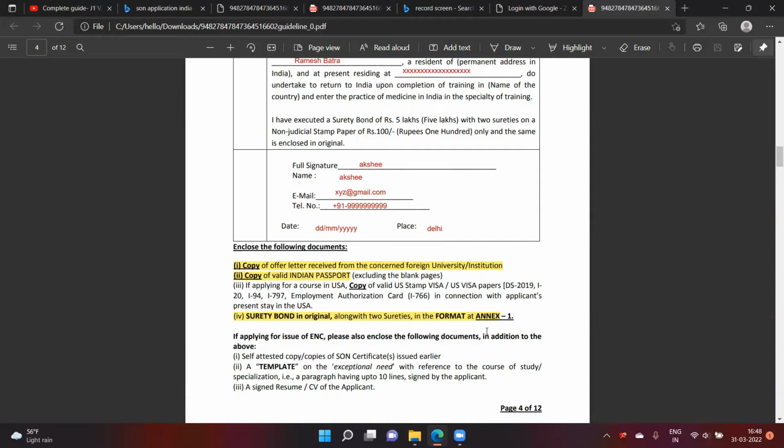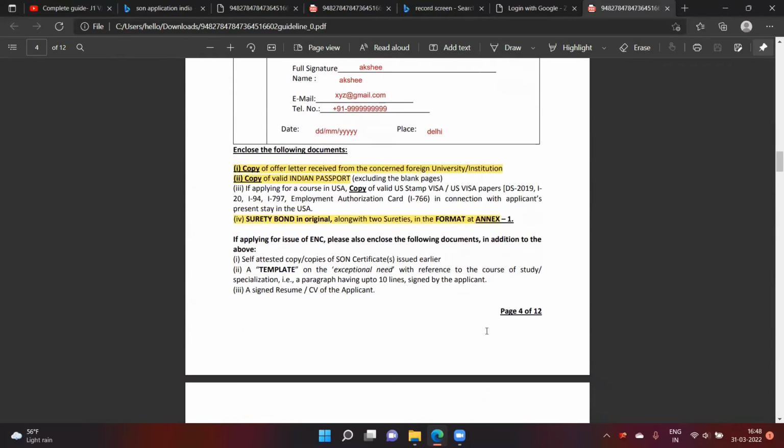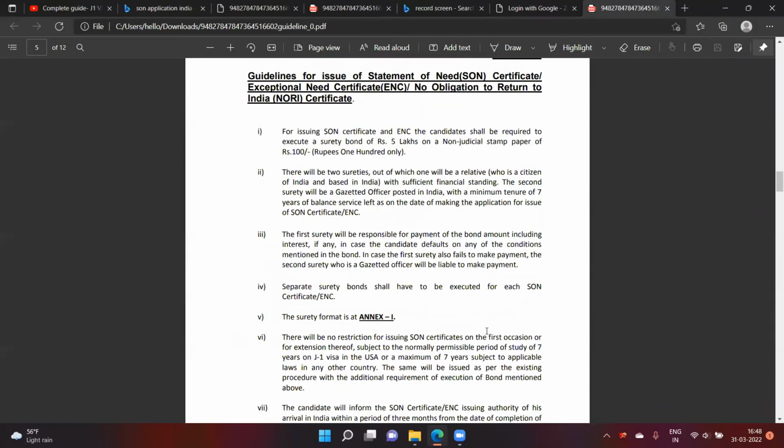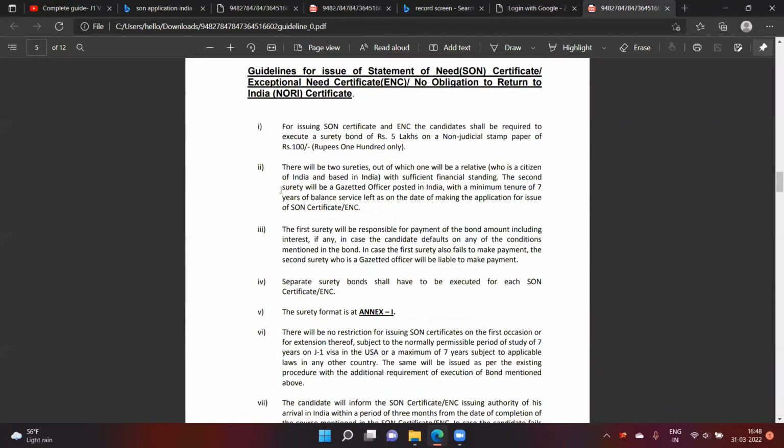Then the surety bond. And the surety bond is something that takes the maximum time because you have to find two people, one related by blood and one who works in a government sector and is a gazetted officer. So here we go. For stamping, I would say there are multiple shops that do stamping. You can just go and pay them and get the stamp done. Yes, it's a non-judicial stamp paper of rupees 100.